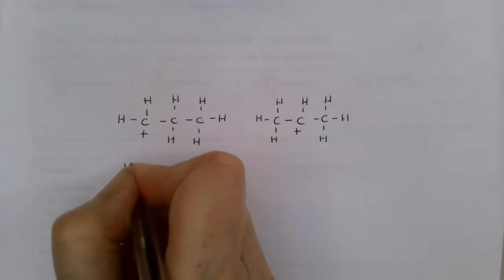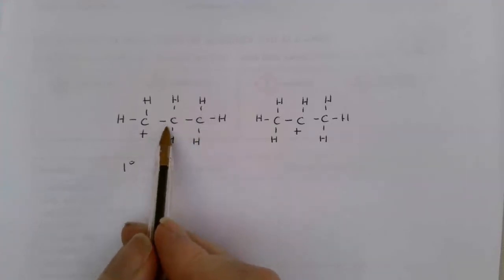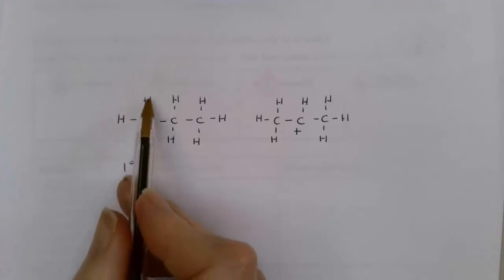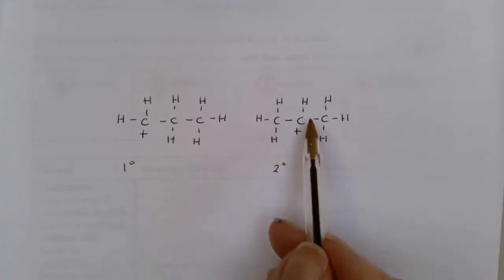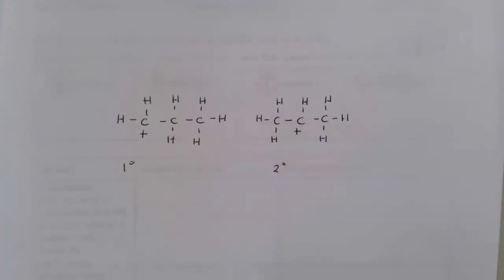This is what we call a primary carbocation. The reason it's called a primary carbocation is it has one R group here, one carbon group attached to it, and 2 hydrogens. So that makes it a primary. This is a secondary carbocation because it has 2 R groups attached to the carbon with positive charge and just 1 hydrogen. Now, the secondary carbocation is more stable, so it takes less energy to form it than the primary.